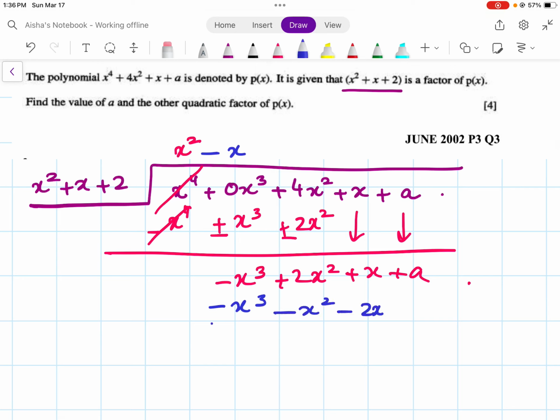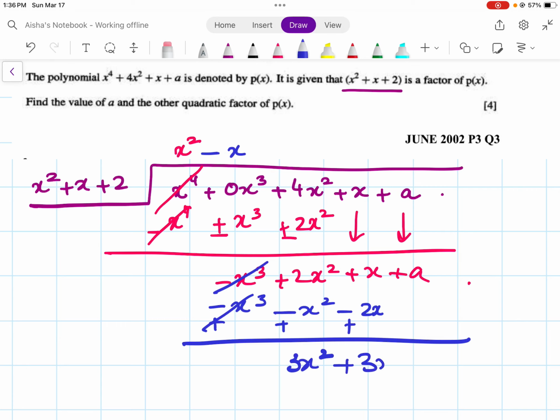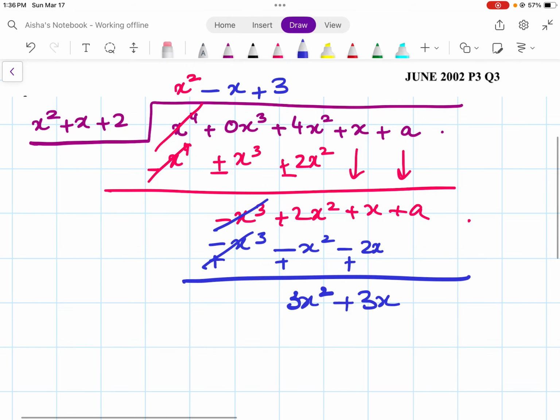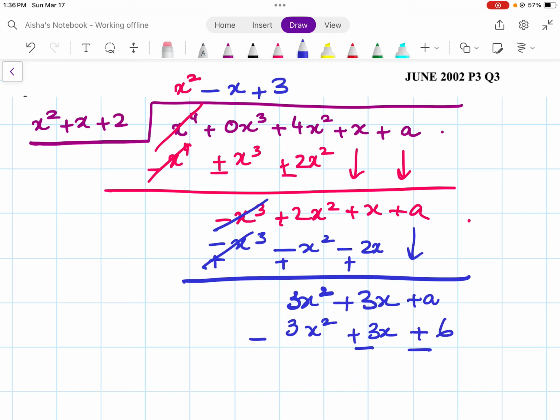Now change the signs. Do you understand why I'm changing signs? Because subtraction means that we change the signs. Cancels out. 3x square plus 3x. Now plus 3x square plus 3x, and this a is copied down, okay? Plus 6. Now minus minus minus. You are left with a minus 6.